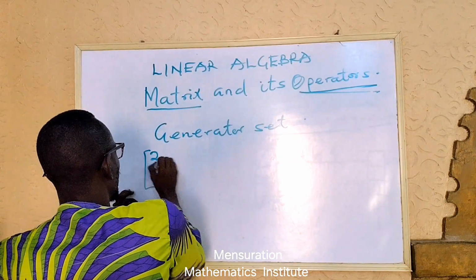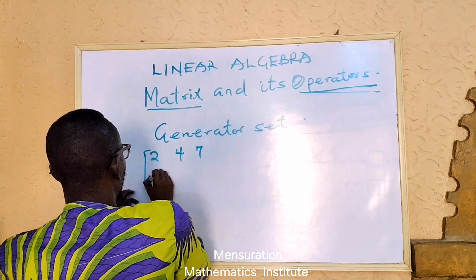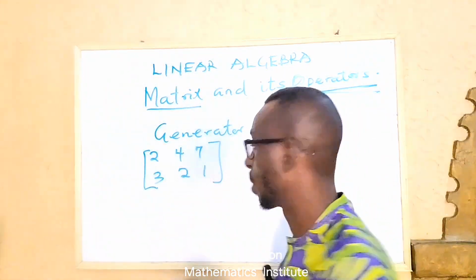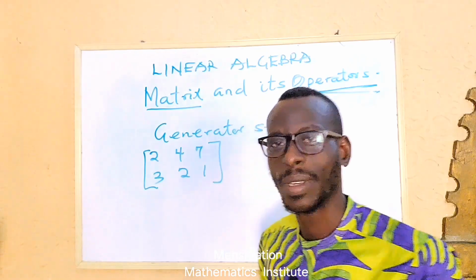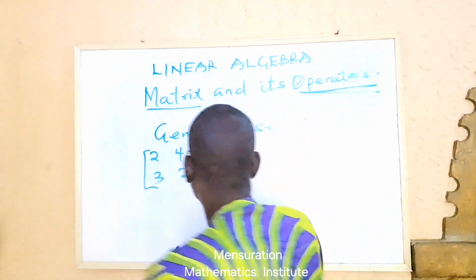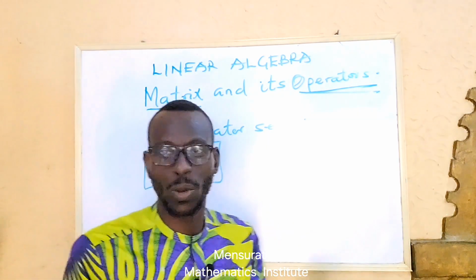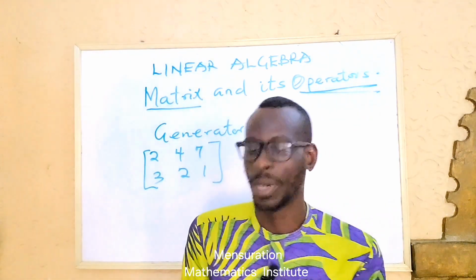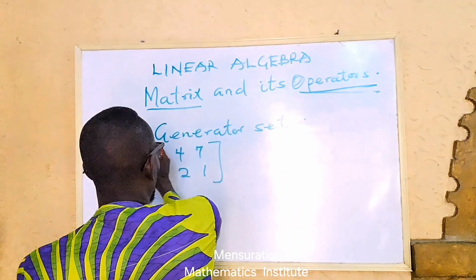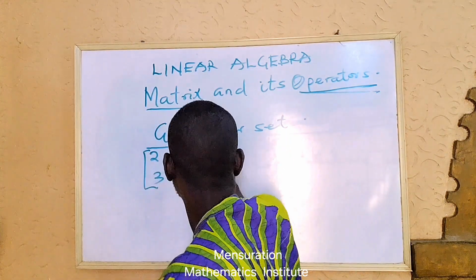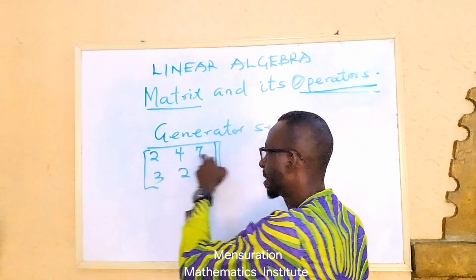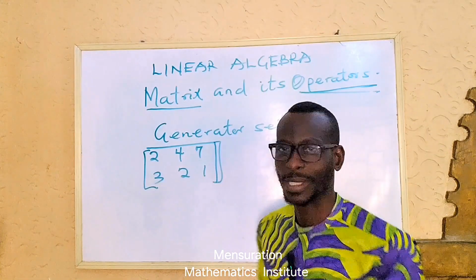Let's say we have 2, 4, 7, 3, 2, 1. This is a rectangular matrix in two-dimensional space because the number of rows is not equal to the number of columns. And it's also called rectangular because this length is always longer than the breadth. We have 3 entries, we have 2 entries, they are not the same.